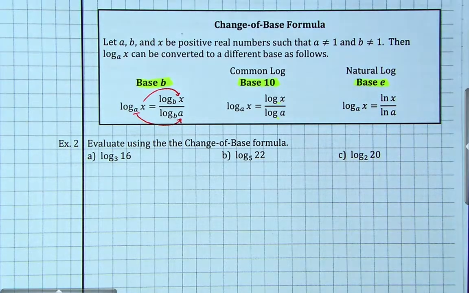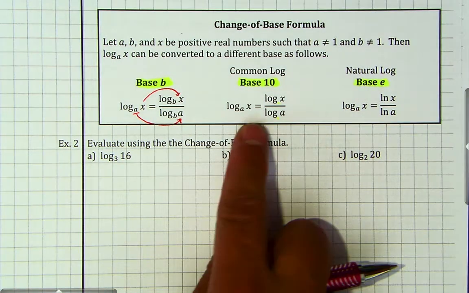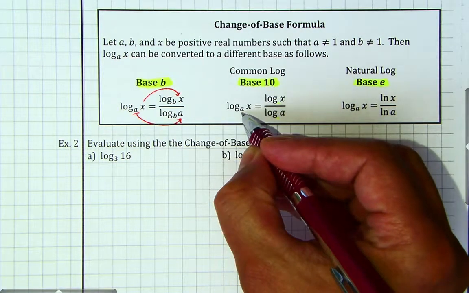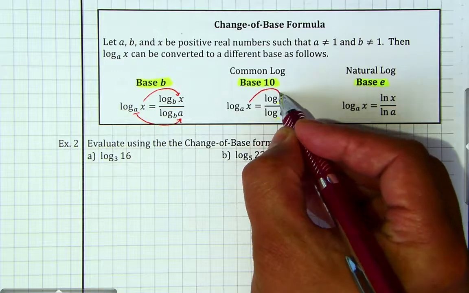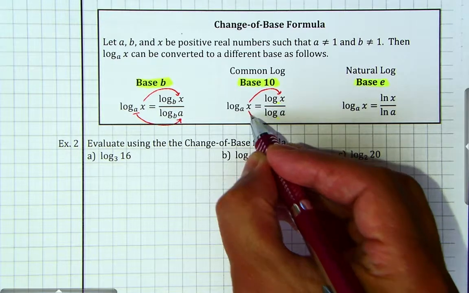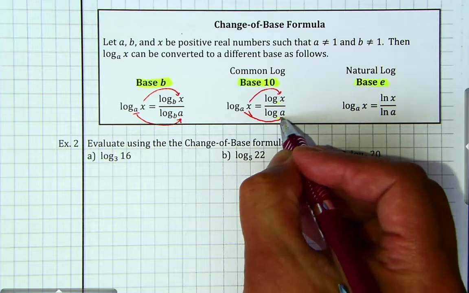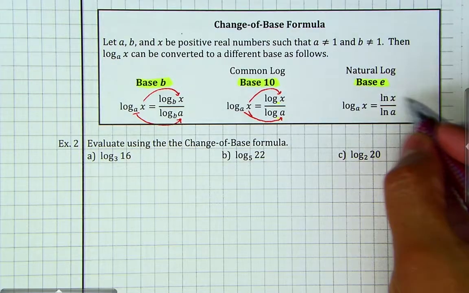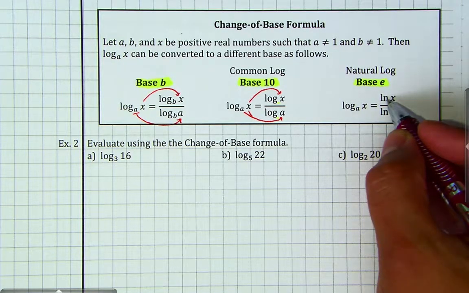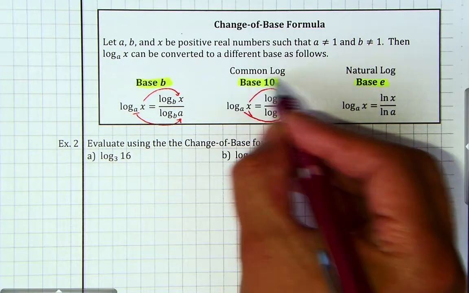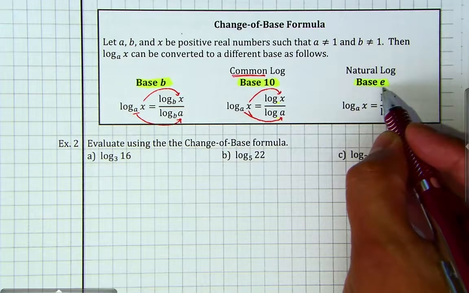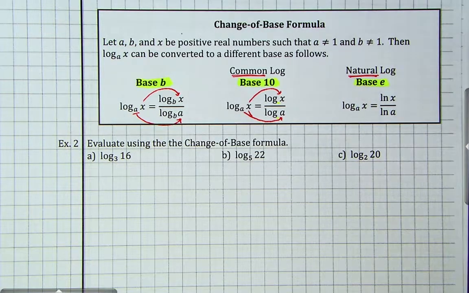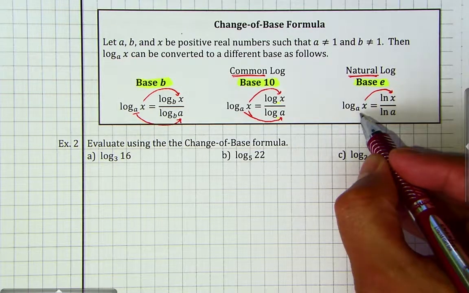Most of the time, we use this one here, where it was base a, and now we can change it to base 10, and the x goes on top, the base goes on the denominator. And same thing here, sometimes we'll need it as ln of x, a natural log. Notice that base 10 is called a common log, base e is called a natural log, so they have a specific name. And the x goes on the numerator, the base goes on the denominator.